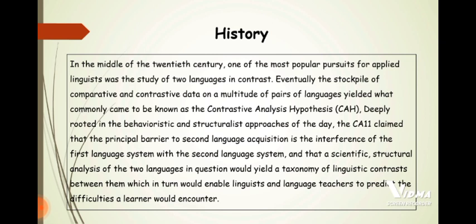the CAH claimed that the principle behind second language acquisition is the interference of the first language system with the second language system, and that a scientific, structural analysis of the two languages in question would yield a taxonomy of linguistic contrast between them, which in turn would enable the language teacher to predict the difficulties a learner would encounter.